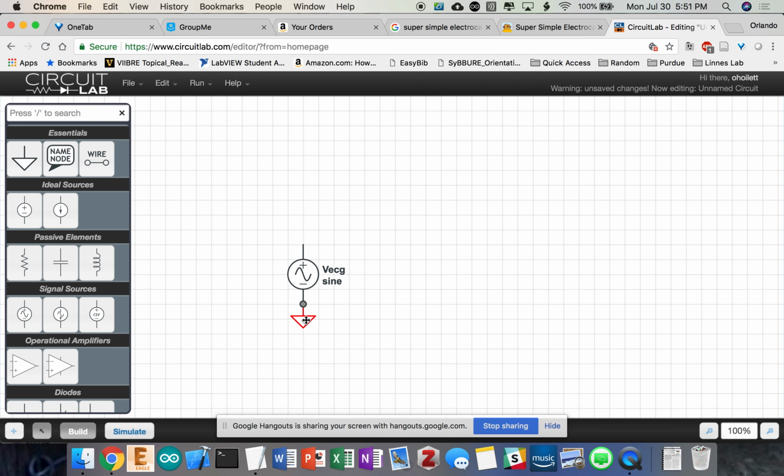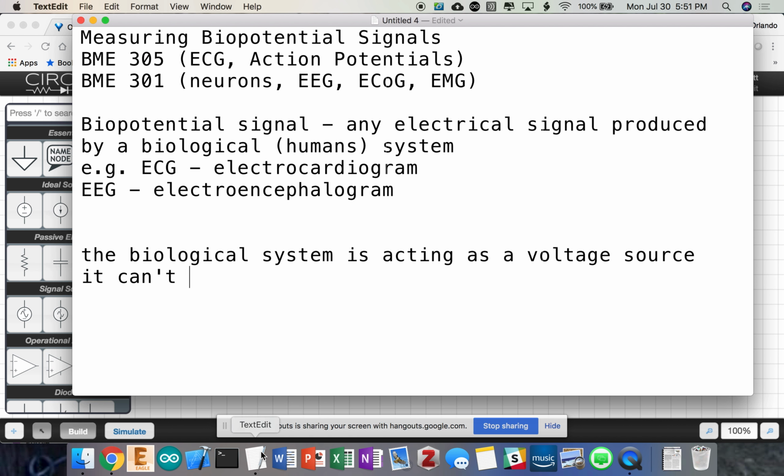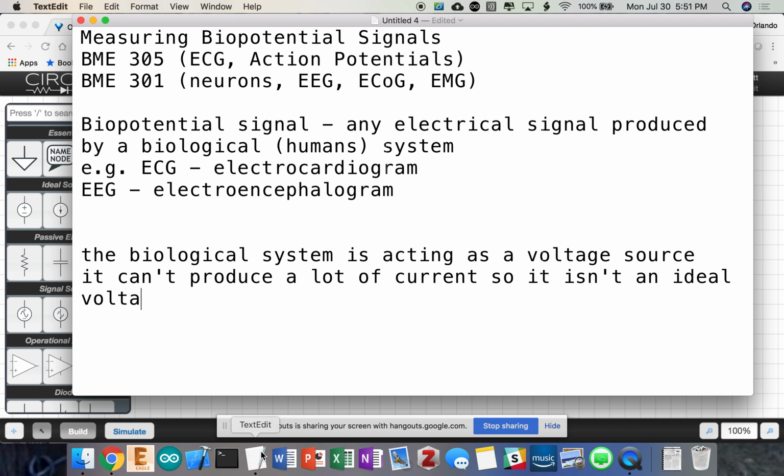One particular thing about the biological system, though, is that it can't produce a lot of current. And so it isn't an ideal voltage source like a battery would be considered. Does that make sense? So you can't use yourself to power your mom's car or something like that. You just can't produce enough current to do that.